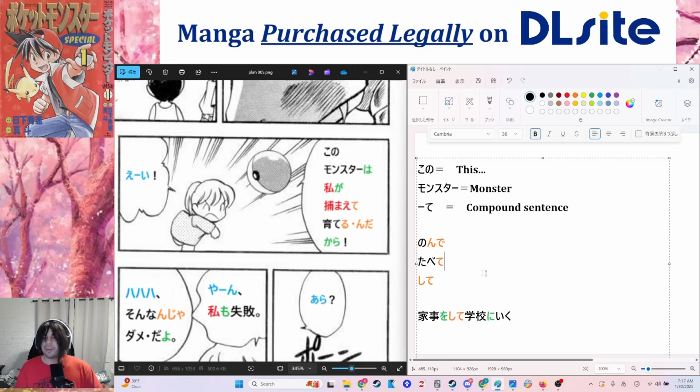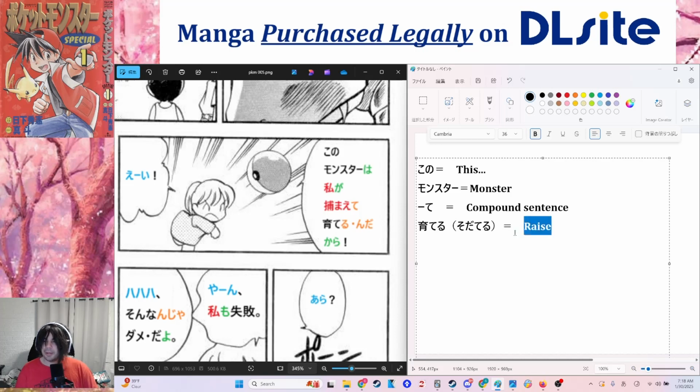So that was a pretty long explanation, but what you should basically take from this is if you end on the te form and then continue your sentence past that to talk about another action or continue talking about something else, it is essentially like saying this and this.